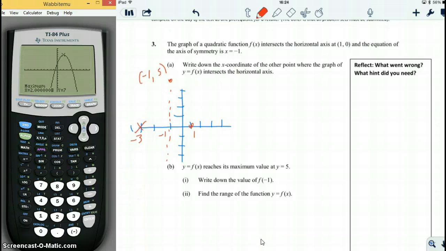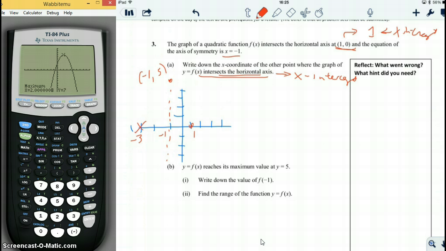I'll go ahead and do number 3 in the same video. So number 3, the graph of a quadratic function f of x intersects the horizontal axis at 1, 0 and the equation of axis of symmetry is x equals -1. Write down the x-coordinate of the other point where the graph of y equals f of x intersects the horizontal axis. When they say it intersects the horizontal axis, that's the same thing as saying the x-intercept. And if they say that it crosses the horizontal axis at 1, 0, then one of the x-intercepts is 1, right? So we're just trying to figure out what the other x-intercept is.